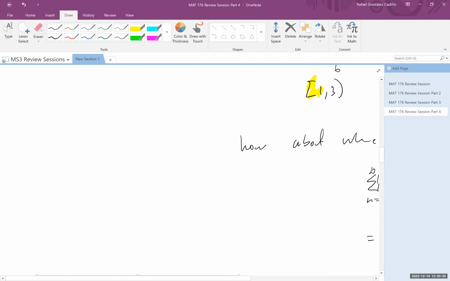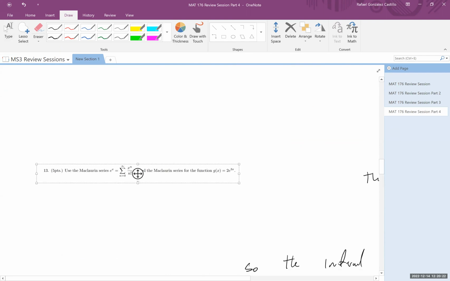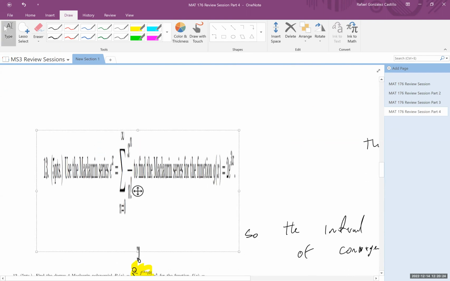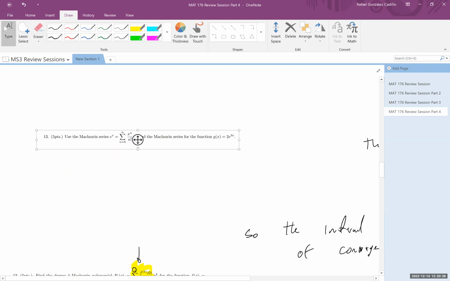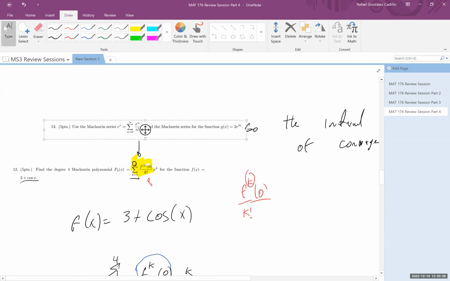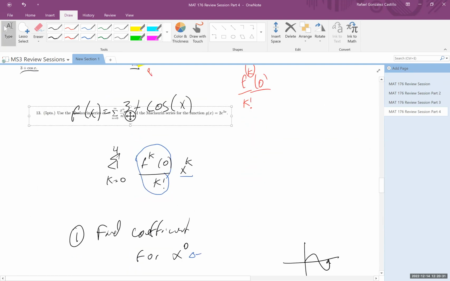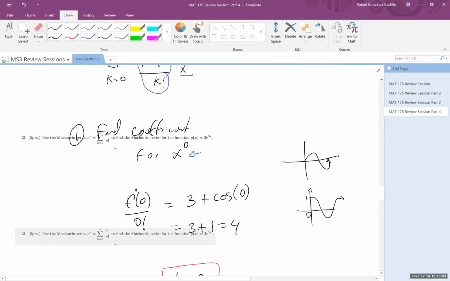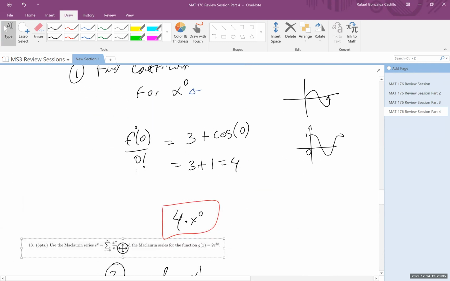So for this problem, we're given a Maclaurin series. We're given the Maclaurin series for e to the x. We know what that equals, and we have to use it to evaluate a function, and that function is g of x equals 2 times e to the 3x.